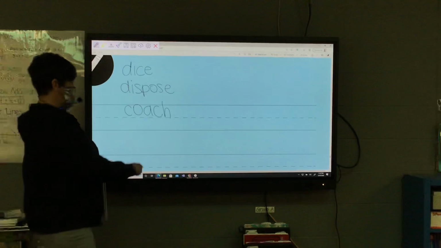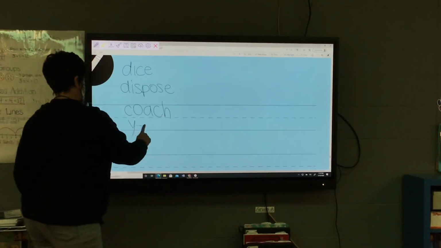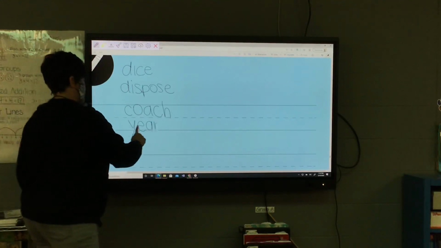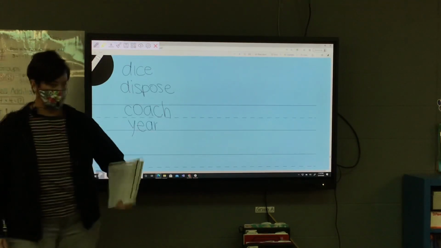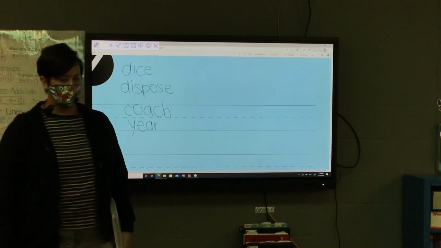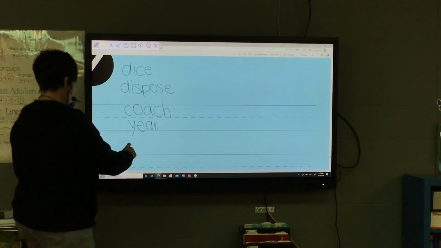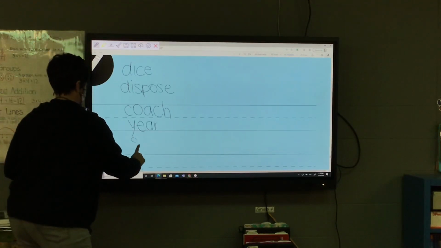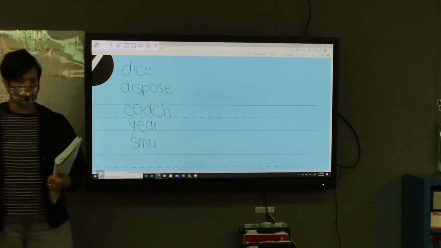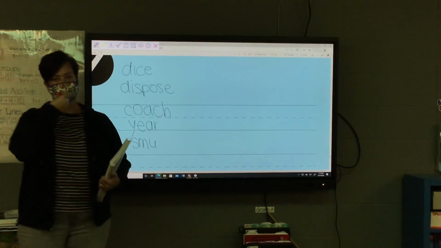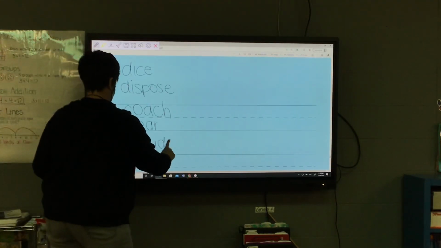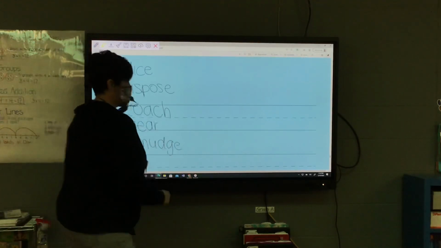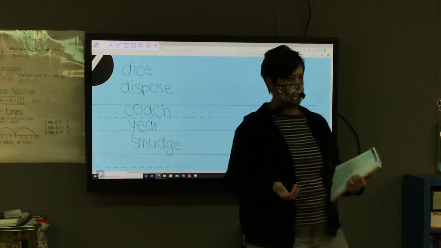Okay, the word next is year. So y, and then our ear sound. After year was smudge. Sm. What about the j in smudge? D-G-E. Because the U is a short vowel.